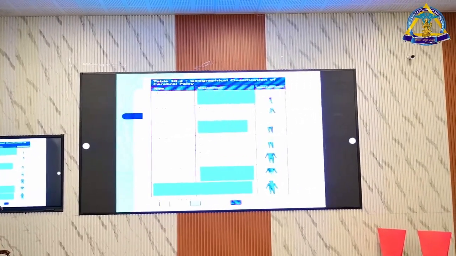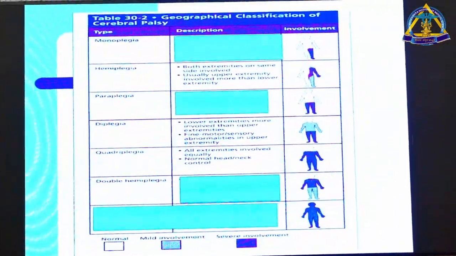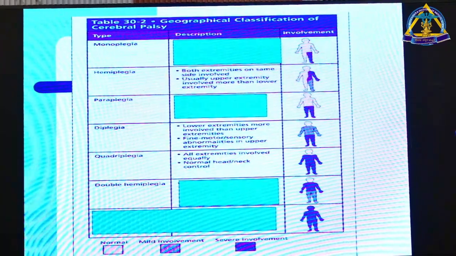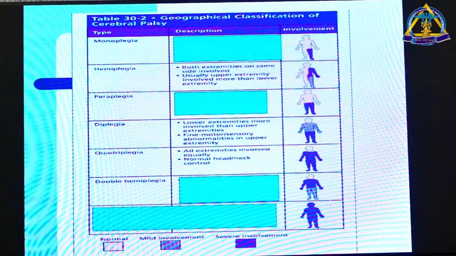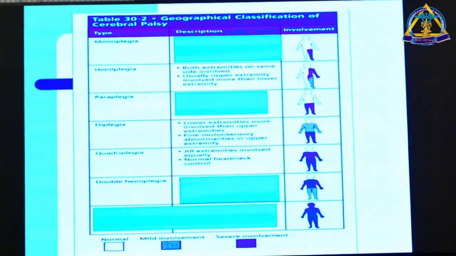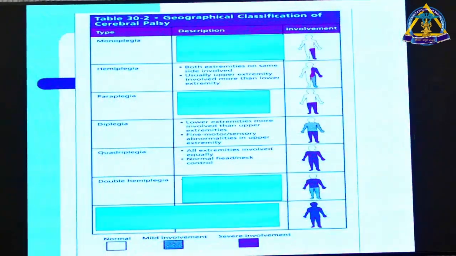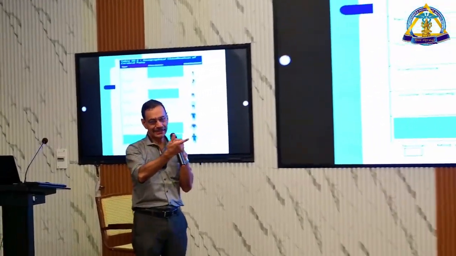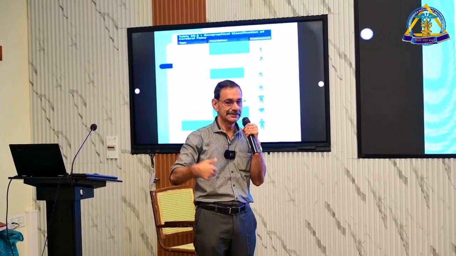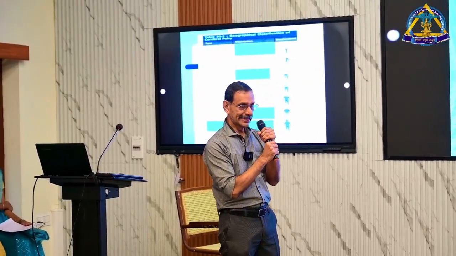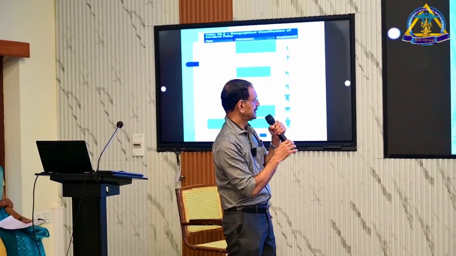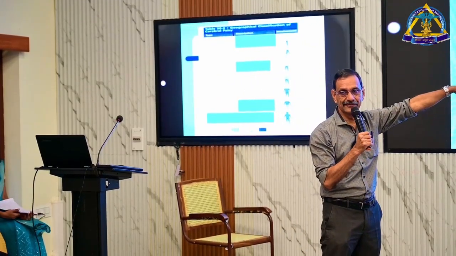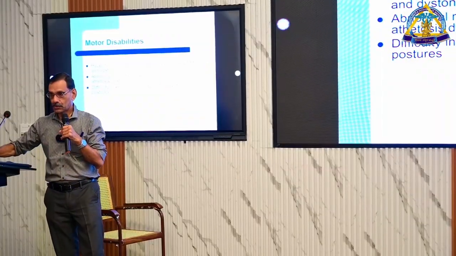I have masked whatever is not necessary for you, because monoplegia, quadriplegia, double hemiplegia, these things you forget. Those things I will discuss when I come for PG exams. Hemiplegia, both extremities on the same side are involved, and usually the upper extremities, that you know in medicine, are involved more than the lower extremity. Diplegia, you can see the pictures, no? The picture is self-explanatory.